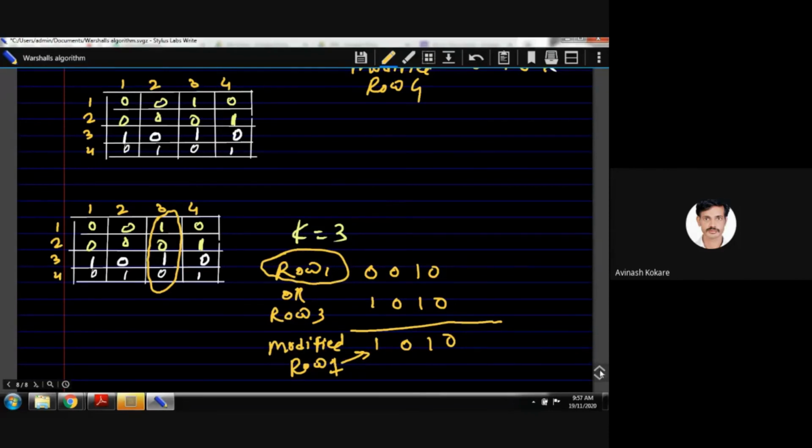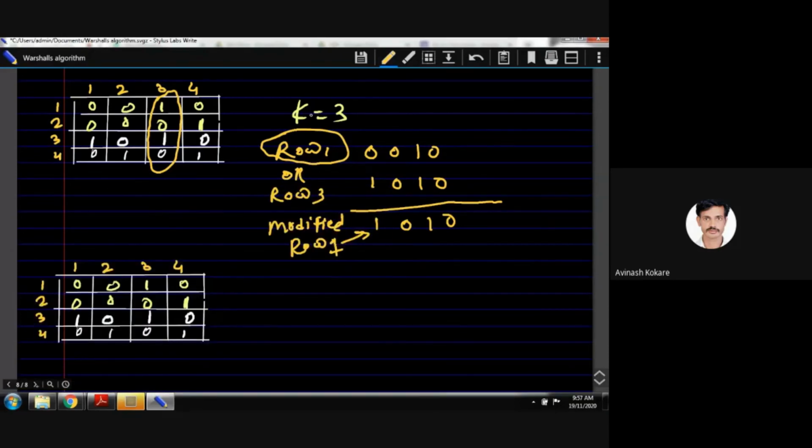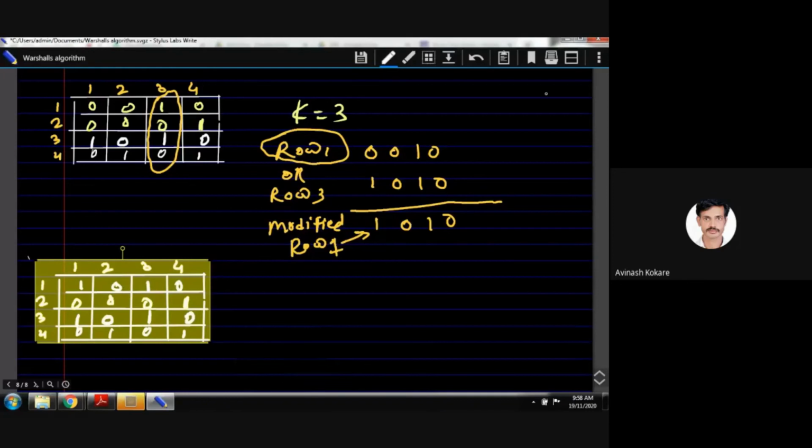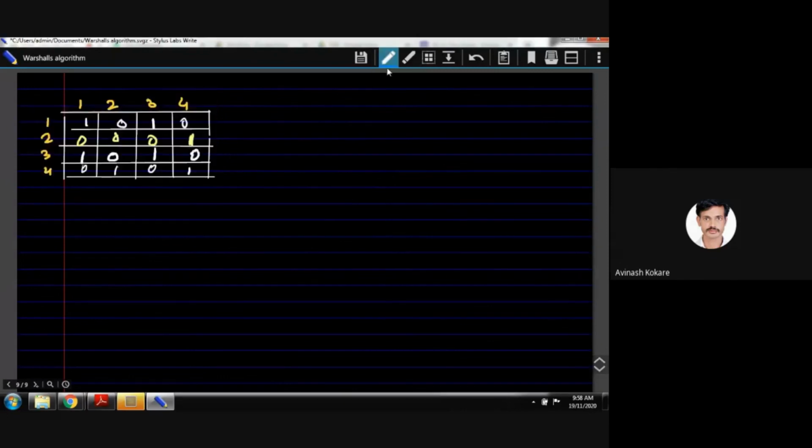Okay, now let us modify this here. Which row is getting modified? Row number 1. And mark it as 1, 0, 1, 0. Am I right? Okay, then final step. Let us copy this. So the last step we have to perform is where k equals to 4 now.